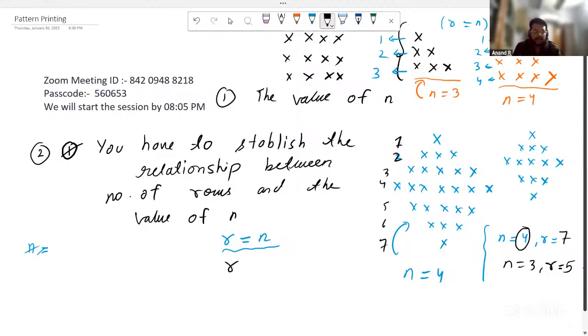Correct. R is equal to 2n minus 1. Do you agree with me? It's double the value of n, but minus 1. So if n is 4, double is 8, minus 1 is 7. If n is 3, double is 6, minus 1 is 5. Do you agree with me? So in most of the problem statements which you will see, you will find this particular pattern.